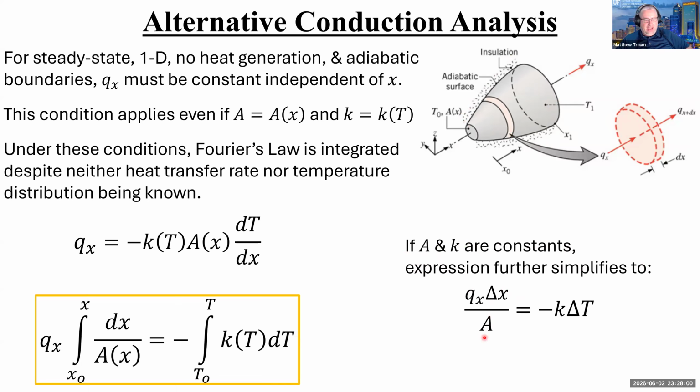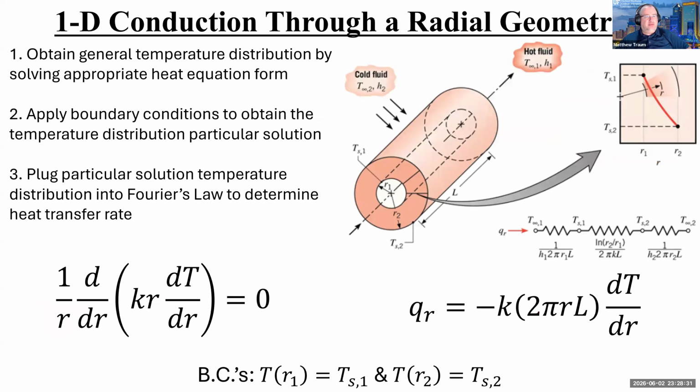So A and k are no longer functions of x and T directly. And this just gets me back to my conduction equation, right? So I just wanted to mention this as a technique. I wanted to show you me doing it, at least kind of graphically, because there's a homework problem on this. So this is a technique that you can use if you find yourself in this situation. Okay, so let's move on to one-dimensional conduction through radial geometries.